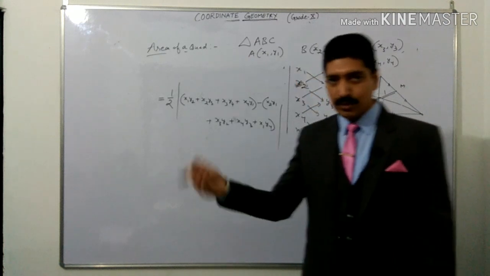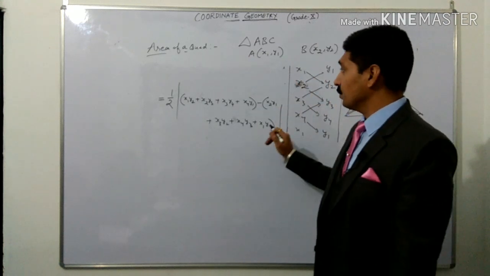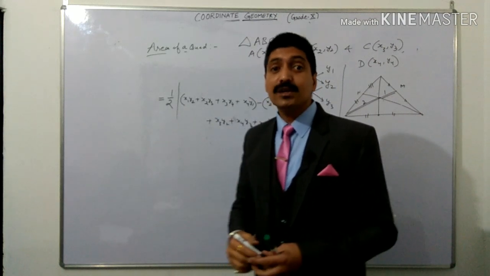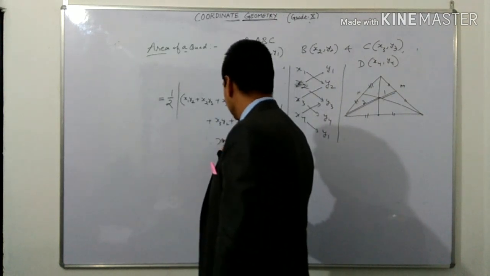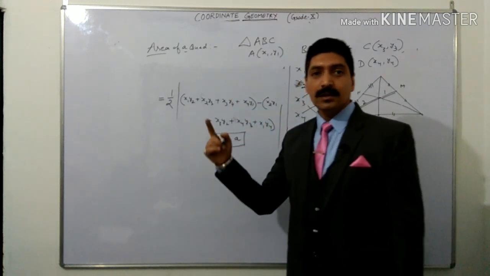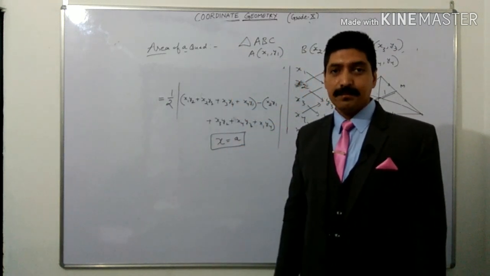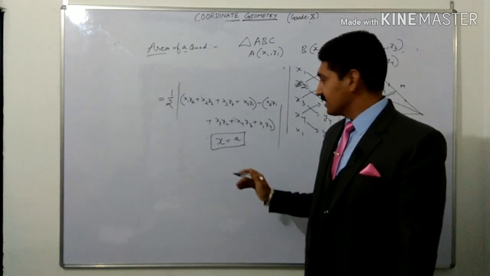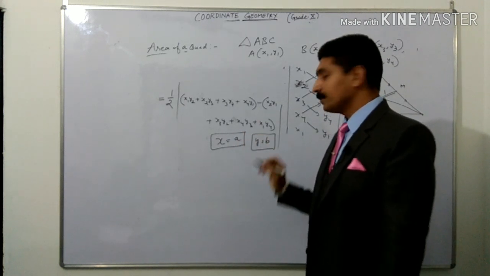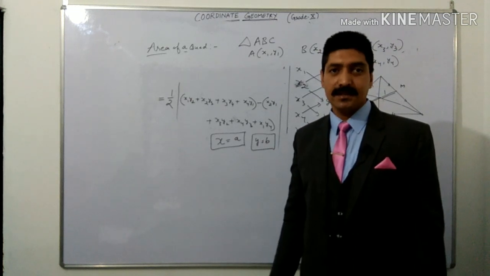Some questions I want to discuss with you. x equal to a is always a line parallel to the y-axis. Similarly, y equal to b is a line always parallel to the x-axis.